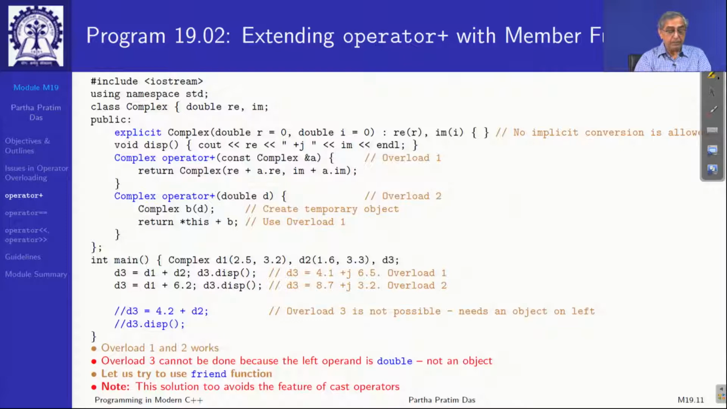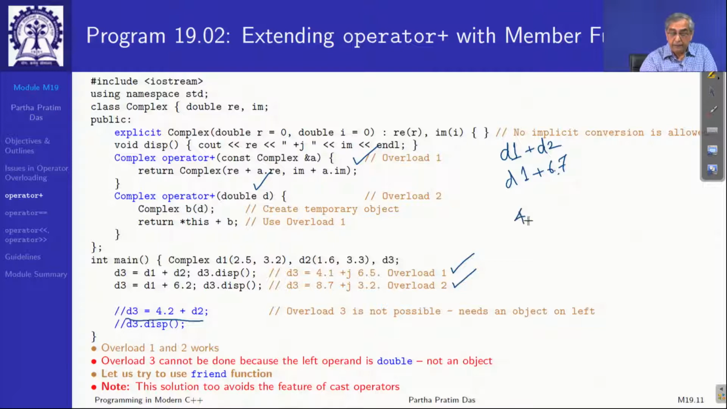As we look at member function, I have one member function which takes a complex, which takes care of d 1 plus d 2. I have another member function which takes a double, which takes care of d 1 plus 6.7. So, the first expression works, the second expression works, but how about the third one? If I have 4.2 plus d 2, I cannot write a member function to do this, because the member function always binds with the left parameter.